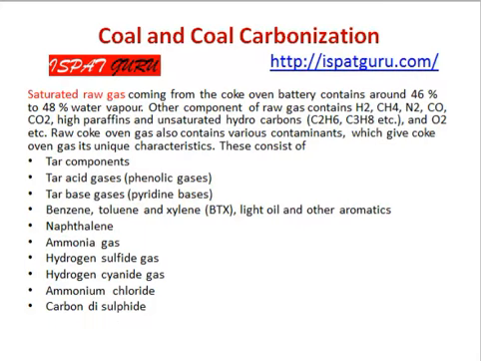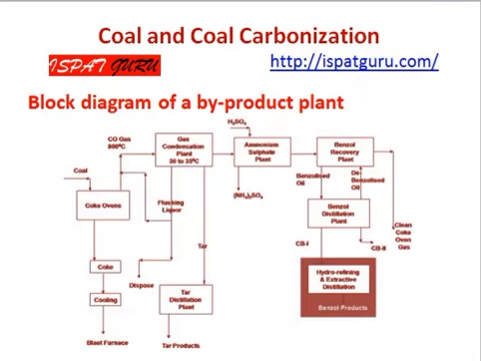Raw coke oven gas also contains various contaminants which give coke oven gas its unique characteristics. These consist of tar components, tar acid gases, tar base gases, benzene, toluene, xylene, BTX fraction, light oil and other aromatics, naphthalene, ammonia gas, hydrogen sulfide gas, hydrogen cyanide gas, ammonium chloride and carbon dioxide. This gives a block diagram of the treatment of coke oven gas.